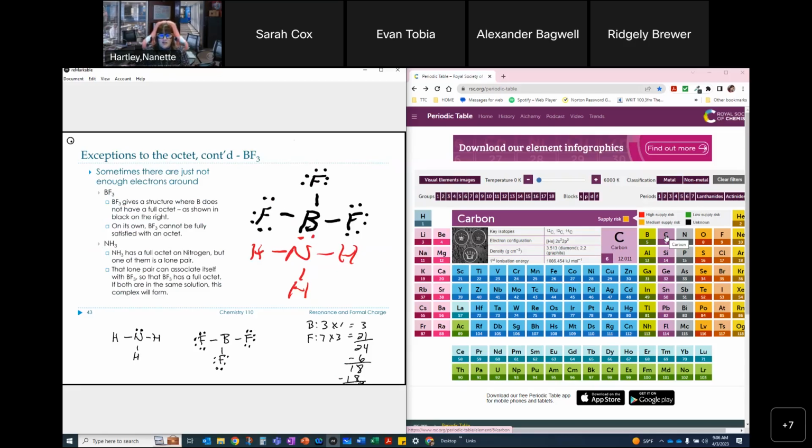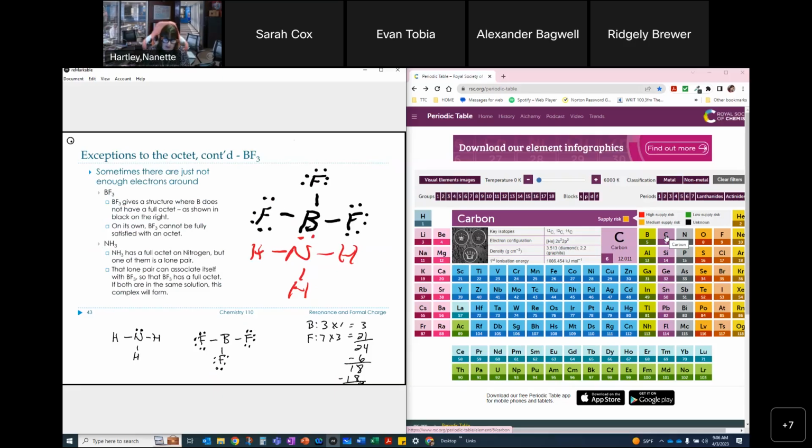We're not going to make a double bond. And the reason that we don't make a double bond there is because we can't. Because B and F, both of them are in the second row, that's not possible there. So we don't make a double bond there. So we're deficient in our octet on the boron.